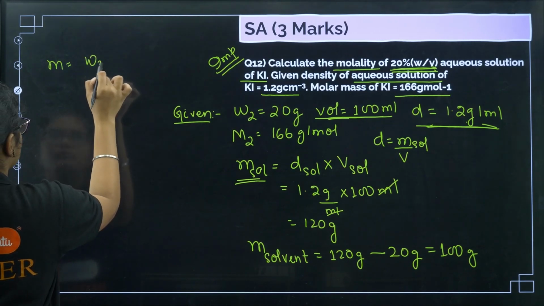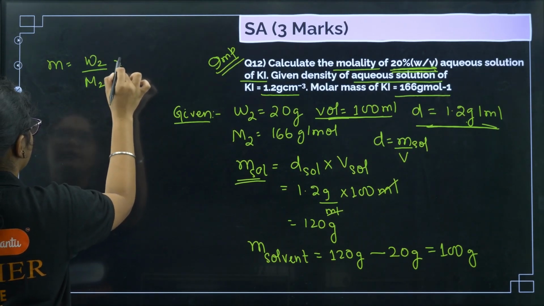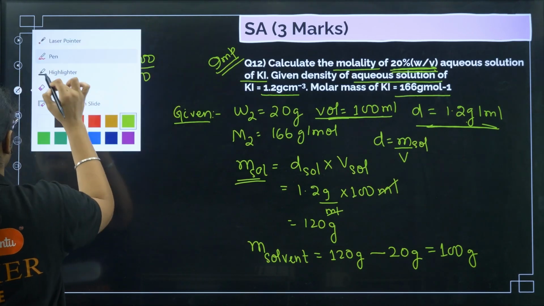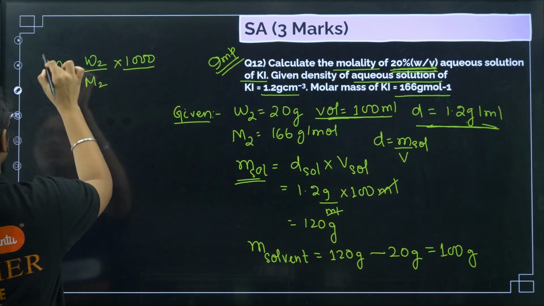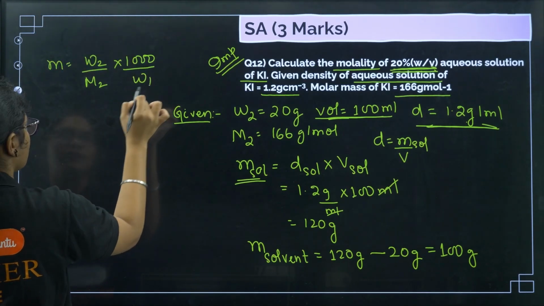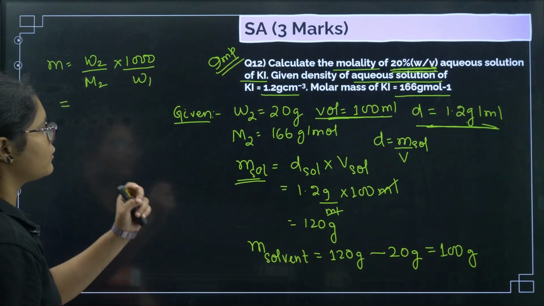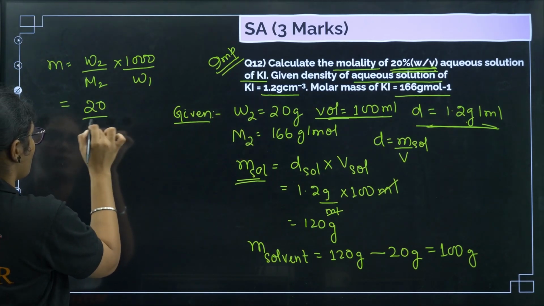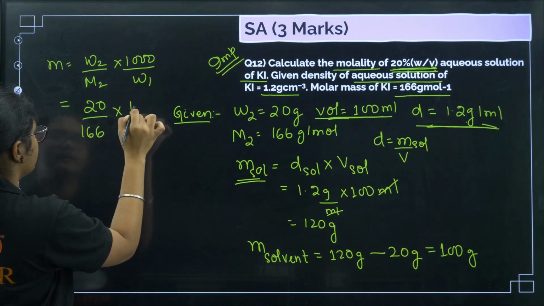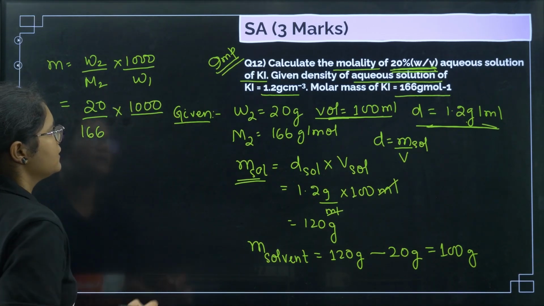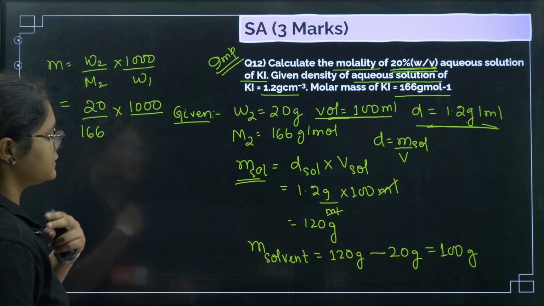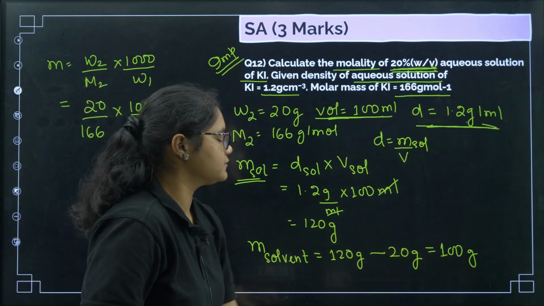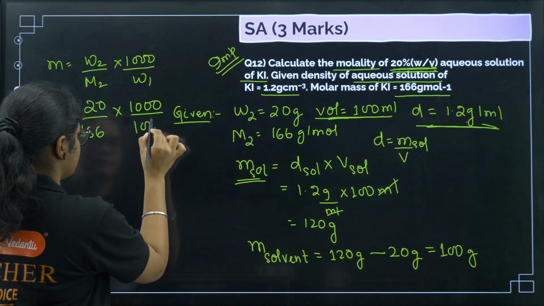Molarity is what? W2 by M2 into 1000 by 100. Sorry, I'll write the first formula into W1. Now substitute the values correctly. What is the W2 value? Mass of the solute is 20, 166 into 1000 by W1. W1 is what? We just calculated, right? Mass of the solvent, 100 grams.